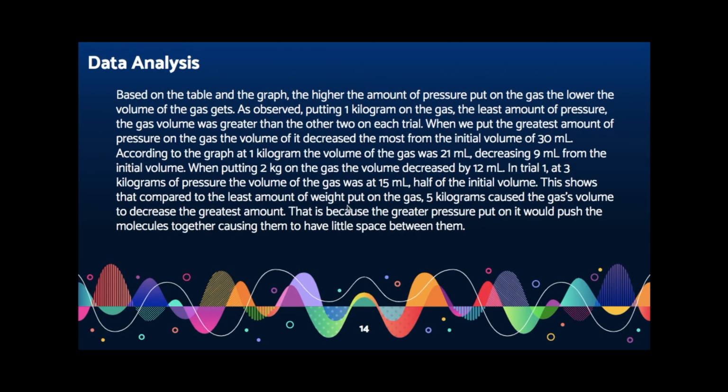So based on the table and the graph, the higher the amount of pressure put on the gas, the lower the volume of the gas gets. So we observed that putting 1 kilogram on the gas, the least amount of pressure, the gas's volume was greater than the other two on each trial and in the average. So when we put the greatest amount of pressure on the gas, the volume of it decreased the most from the initial volume of 30 milliliters.